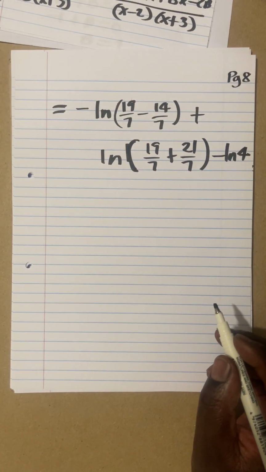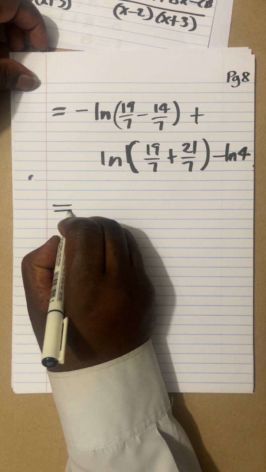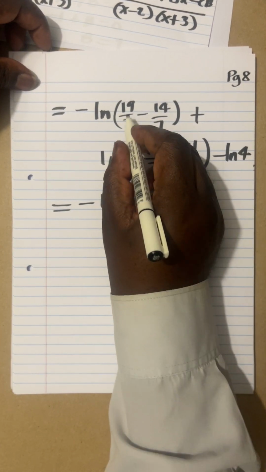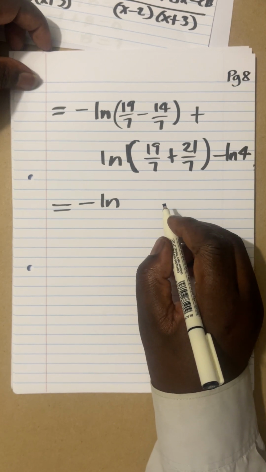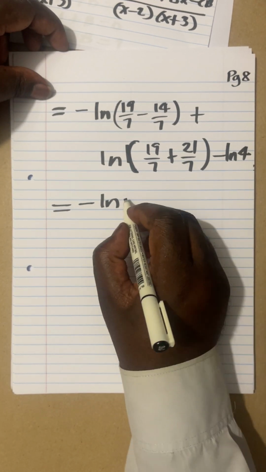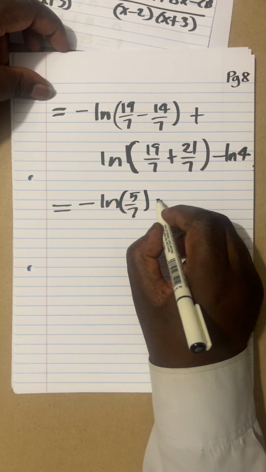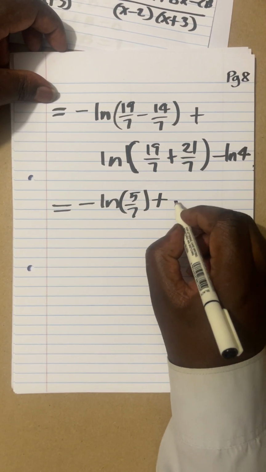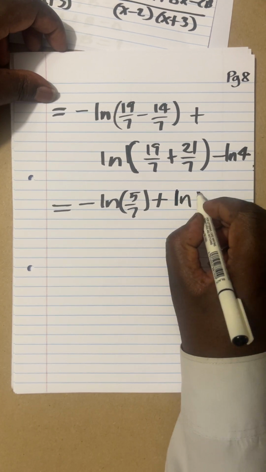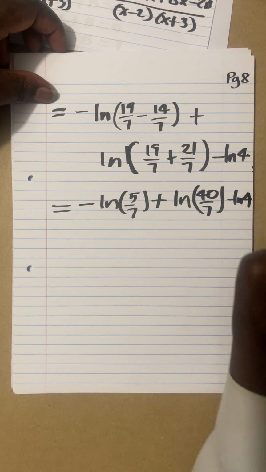Right, let me put this one aside now, because we're almost there. This one here, you check it, this is going to be minus natural log of 19 over 7 minus 14 over 7, and 19 minus 14 is 5. I think, yeah, 5 over 7. So natural log of 5 over 7, like so, plus, what is this? Well, this is 40 over 7. Natural log of 40 over 7, and then minus natural log of 4.